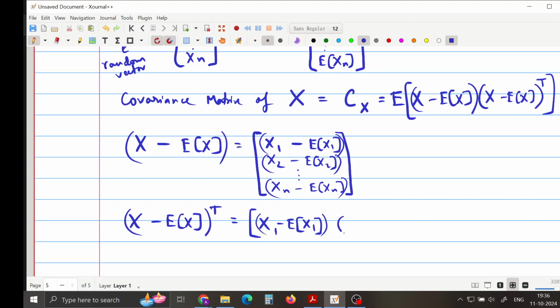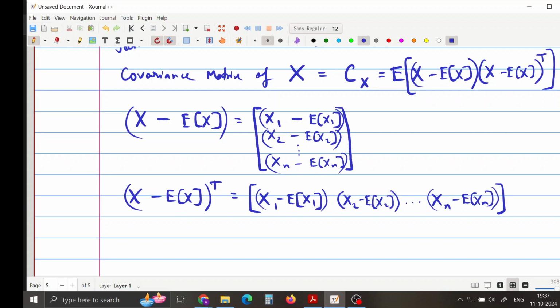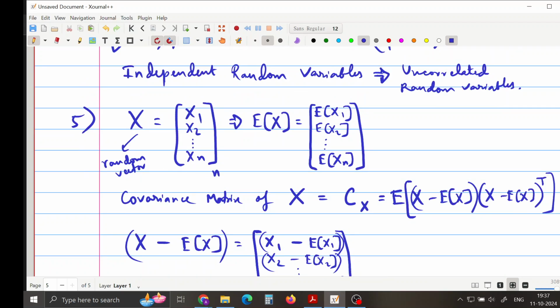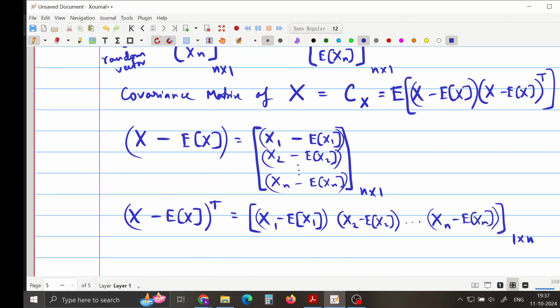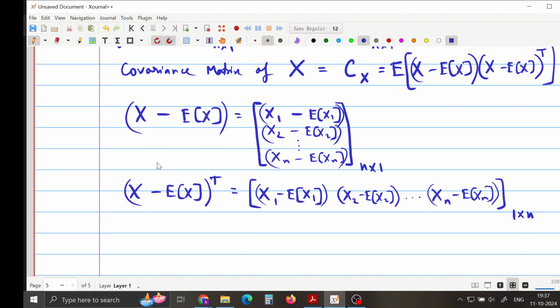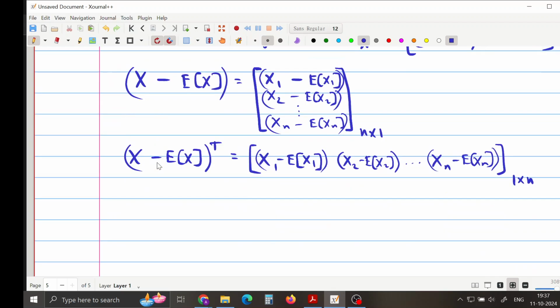This is the first entry, second entry, and nth entry. So this here is n cross 1, this is 1 cross n. Okay, so this is n cross 1, again n cross 1. Now for finding the covariance, we have to multiply these two terms. Inside expectation, we have to multiply these two terms.